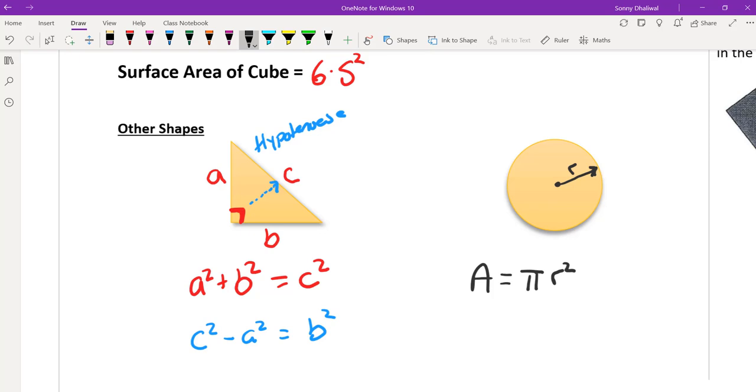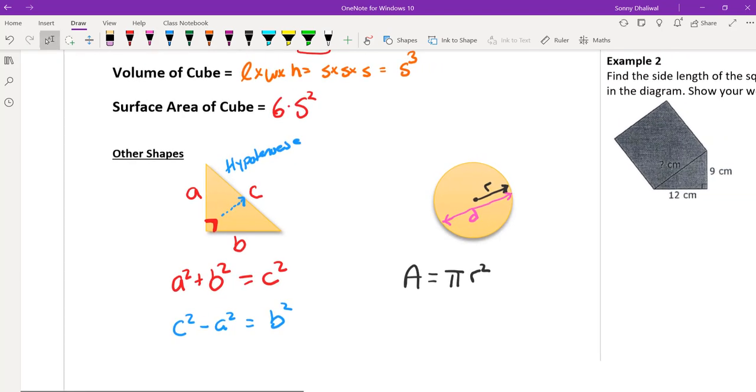So R, do you know what R stands for? Isn't it like radius? Yeah. So radius is the distance from the middle to the outside edge. And what is the distance all the way across the circle called? Circumference is all the way around. Across is called diameter. And we usually use the letter D for that. Okay. All right. So those are some of the formulas that sort of pop up throughout the course.